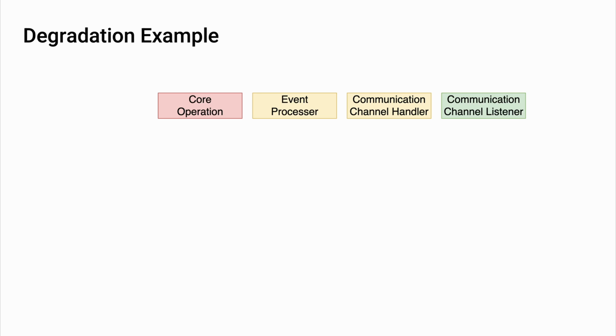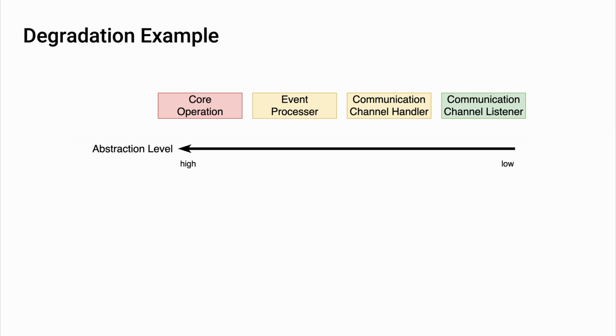Now let's talk about why this particular arrangement has been chosen. First, let's talk about abstraction level. The channel listener receives incoming packets where the data is fragmented with no intrinsic meaning to the system itself. These packets are handed off to the communications handler, which will then assemble a sequence of packets to form a cohesive message that is then handed to the event processor. The event processor will then send an appropriate command to the core operation. Each of these steps is increasing in abstraction level.